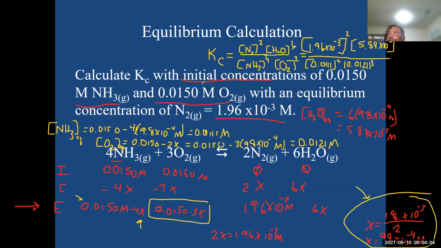Okay, so then we have our Kc value. So I got 2.04 times 10 to the negative 12. Don't know if that's right. Okay, hold on. Let me see.